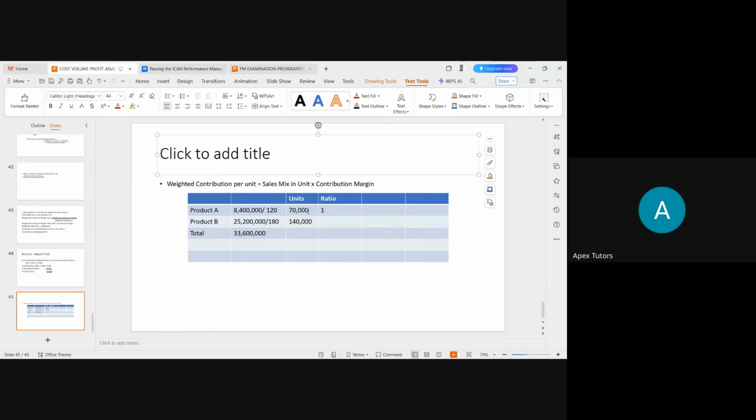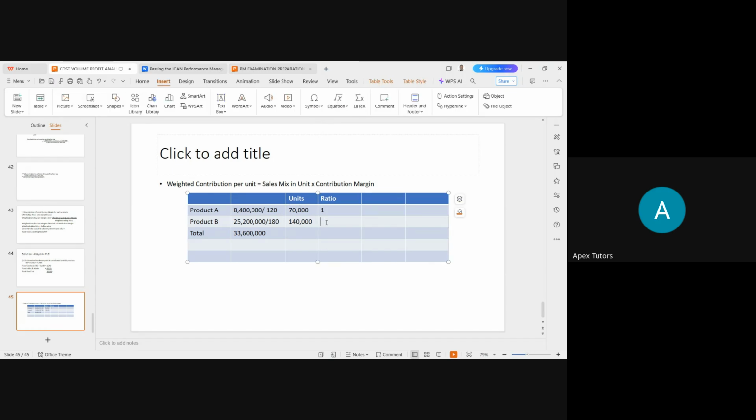Now, comparing A to B. When you divide 70 in relation to 140, it will be what? 70 here, 1. 70 in 140 is what? 2. So now the ratio, if you want to express it, will be 1 ratio what? 2. Then the total will be what? 1 plus 2 is what? Is 3. So that is the ratio.